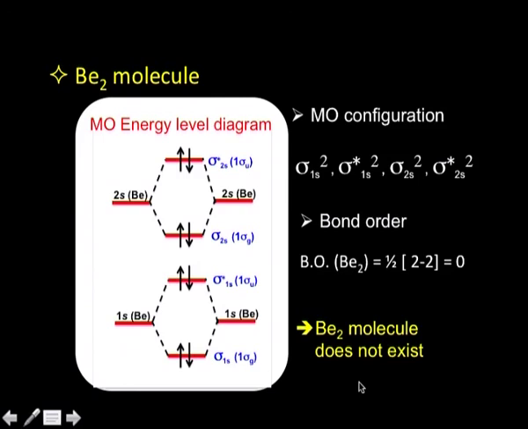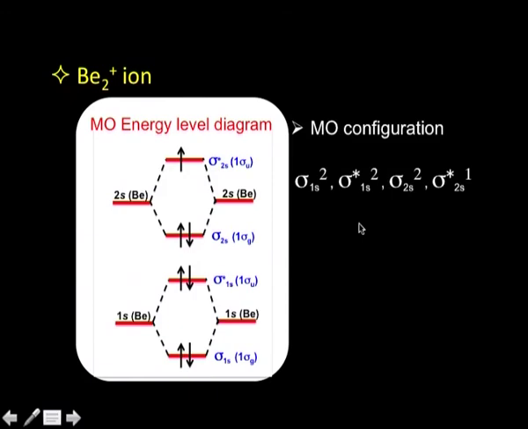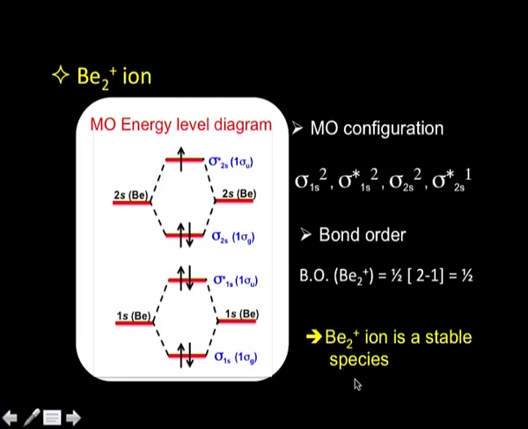But what about beryllium-2 plus ion? Does it exist or not? I am sure that we do not have to spend much time on this, because we did a similar exercise in case of He2 plus ion also. Parallel to that, we find the molecular orbital configuration, because there will be a total of 7 electrons in the molecule, and the corresponding bond order will come out to be 1 by 2, because there are an odd number of electrons. And we find that beryllium-2 plus ion is a stable species. It does exist, can exist.